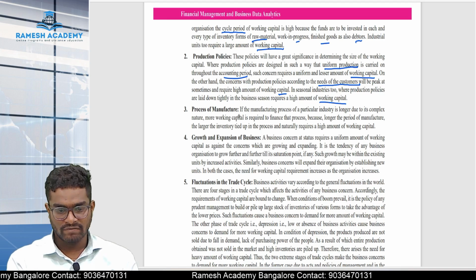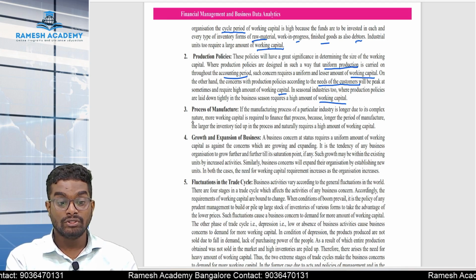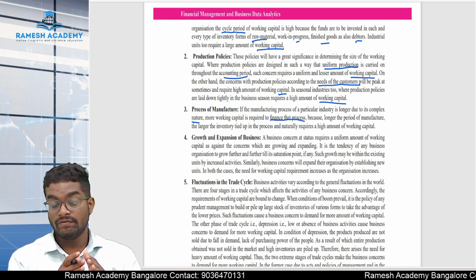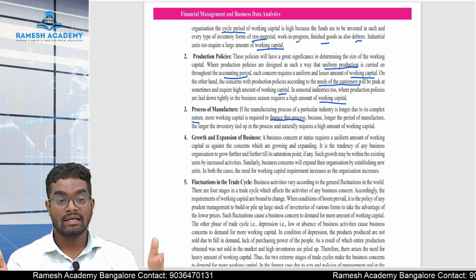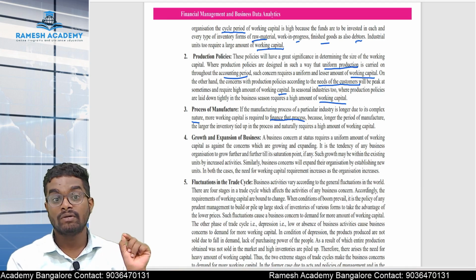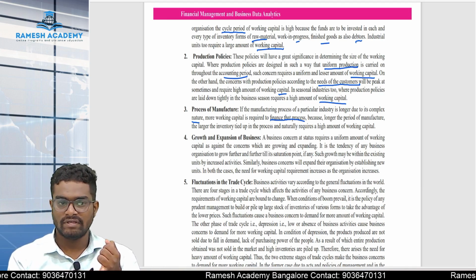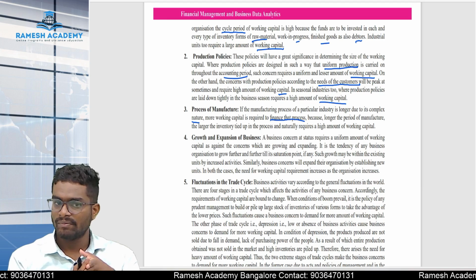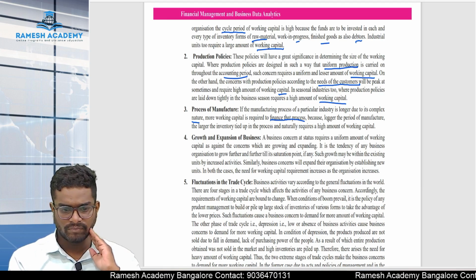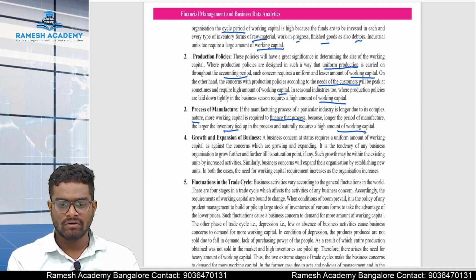Next is the process of manufacture. If the manufacturing process of a particular industry is longer due to its complex nature, more working capital is required to finance that process. As I told you, if your production process is too big, like an automobile industry or even bigger, then you require more working capital. You have to fund the specific process. There will be employees at each level. There will be inventory or stock: raw materials, work in progress, and also finished goods. Because of the longer period of manufacture, a larger amount of inventory is tied up in the process and requires a higher amount of working capital.